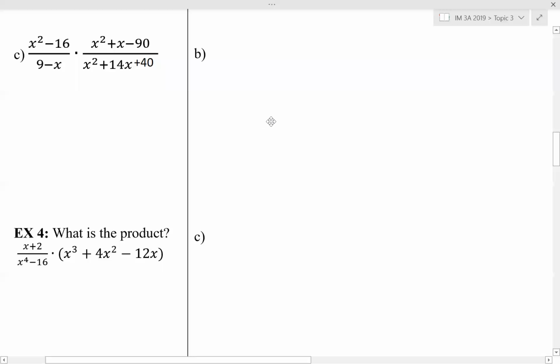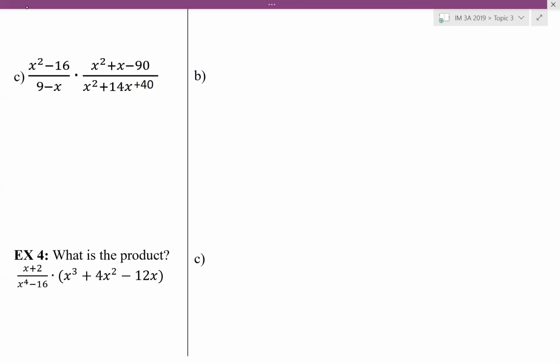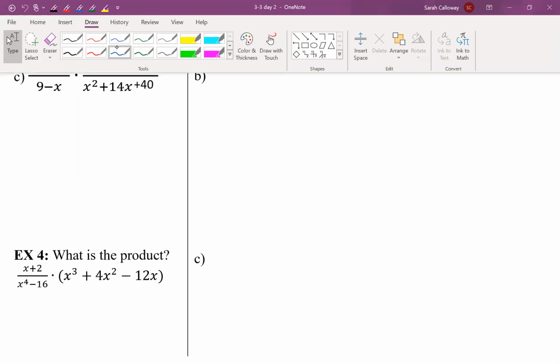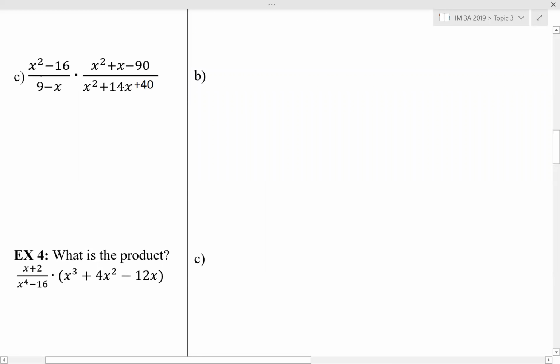In this video, we're going to simplify rational expressions when multiplying. When I'm multiplying a rational expression, I multiply across, and I want to try to reduce things whenever possible. That means that the first step is factoring. I want to look at each numerator and denominator and see if they are factorable.